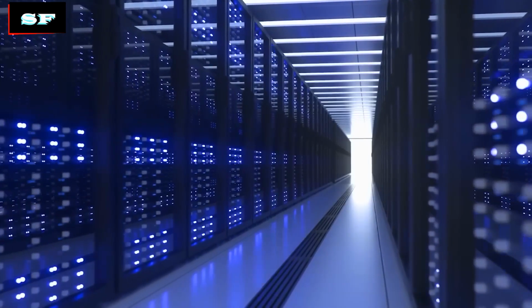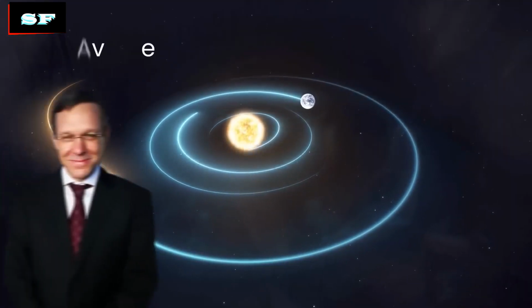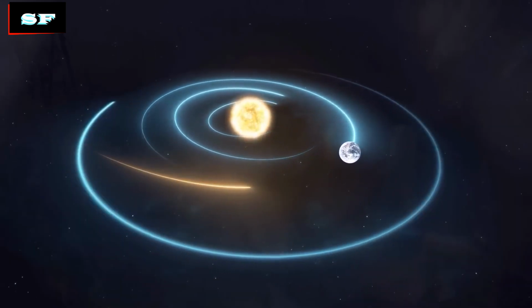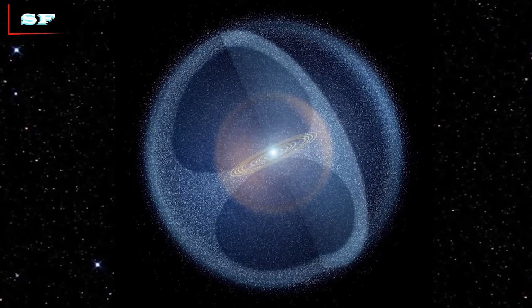Where did this giant rock come from? And is there another one out there headed for us? Researchers using a supercomputer studied asteroid evolution using data from known asteroids. The two-member team of Avi Loeb and Amir Siraj suggested that the Chicxulub asteroid likely originated from the Oort cloud, a sphere of debris at the edge of the solar system.